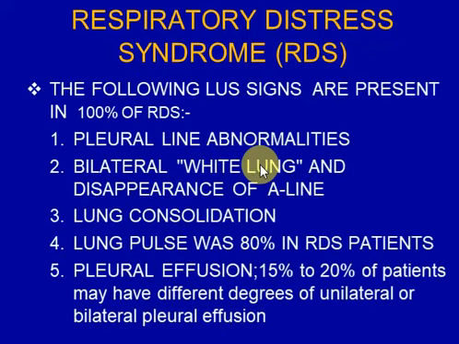So the following lung ultrasound signs are present in 100% of RDS: pleural abnormality, bilateral white lung and disappearance of A line, and lung consolidation. We have lung pulse in 80% in severe RDS, and we have some sort of pleural effusion in 15 to 20% of patients, who may have different degrees of unilateral or bilateral pleural effusion.